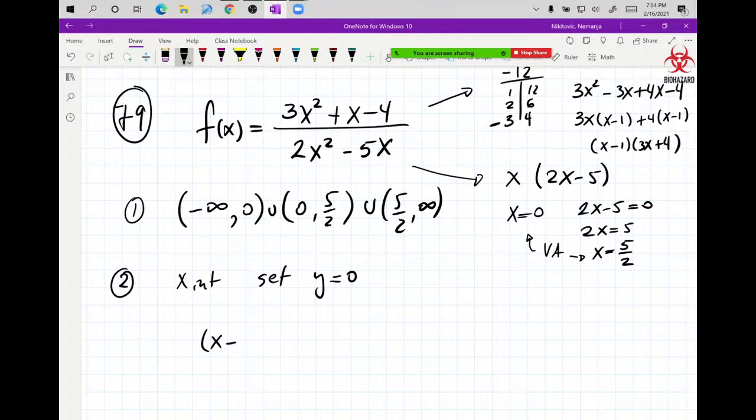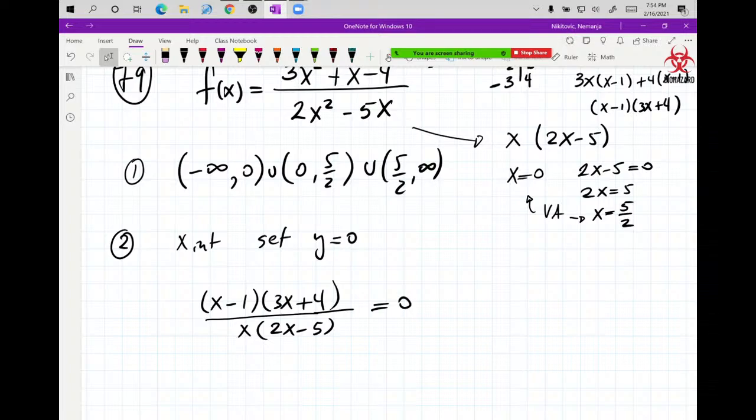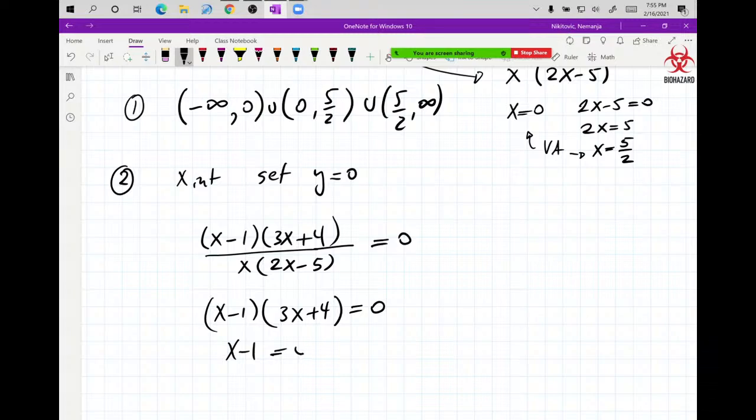So the top is x minus 1, 3x plus 4, divided by x. Always use the factored form because it's much easier to compute everything. So when you cross multiply, right, because you need to solve this rational equation that was in your basic algebra course. You cross multiply and you get your x minus 1 times 3x plus 4 equal to 0. And then x minus 1 equal to 0 and 3x plus 4 equal to 0. X equals 1 and x equals negative 4/3.